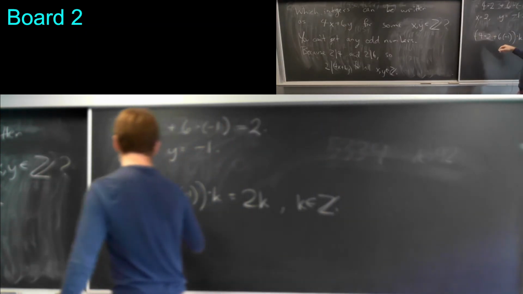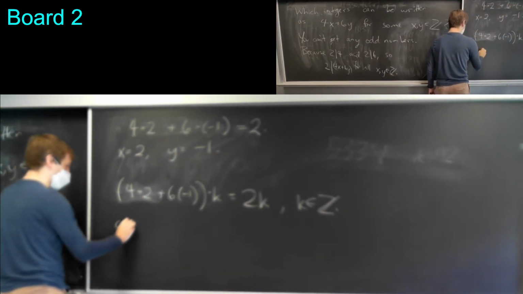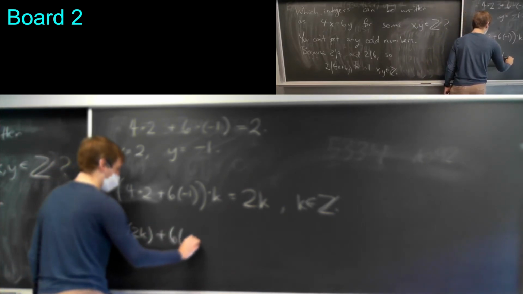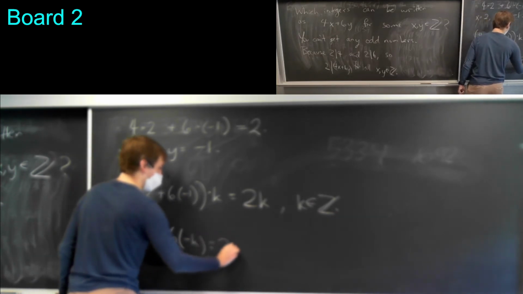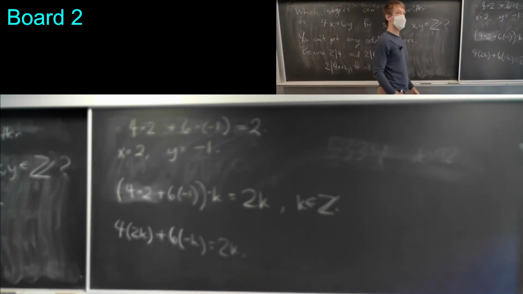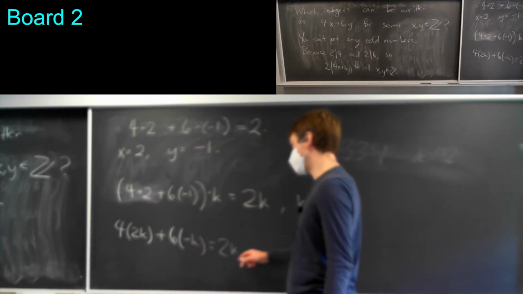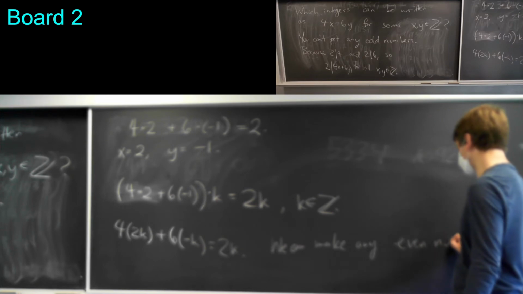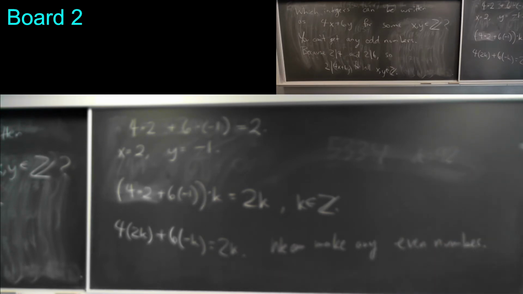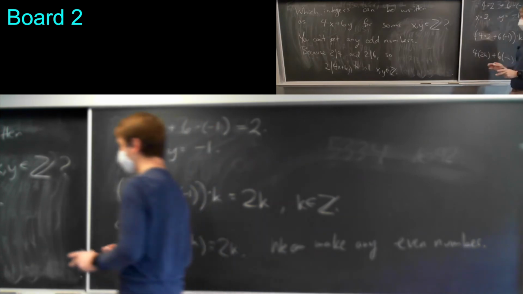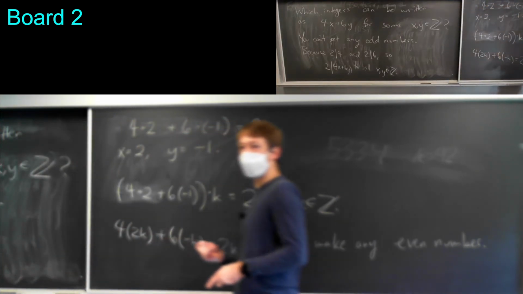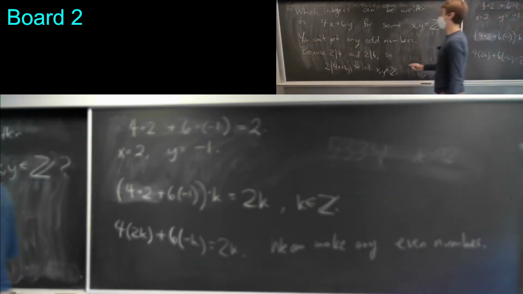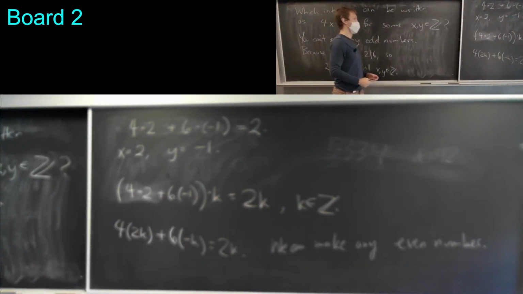But then if I bring in this k, that means that 4 times 2k plus 6 times negative k is 2k. And so in other words, we can make any even number. Okay, this is just one example, but it turns out this is part of a more general principle. So the special thing about the number 2 here is that 2 is the GCD of 4 and 6.